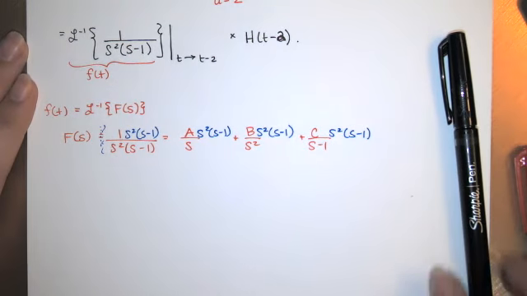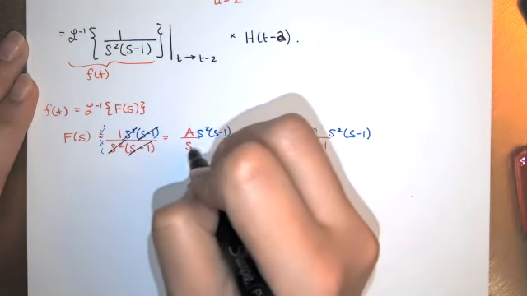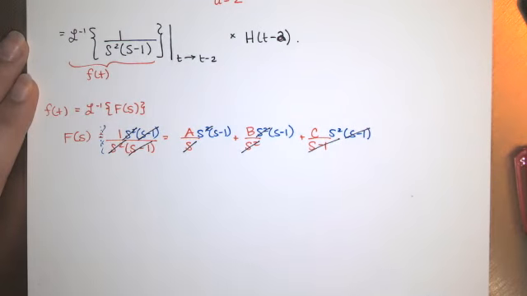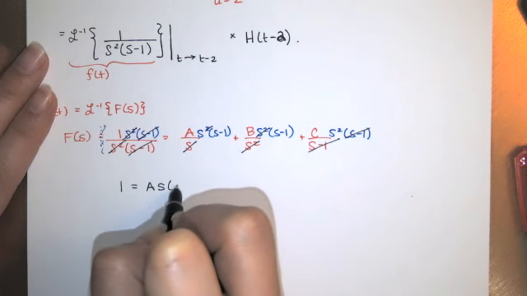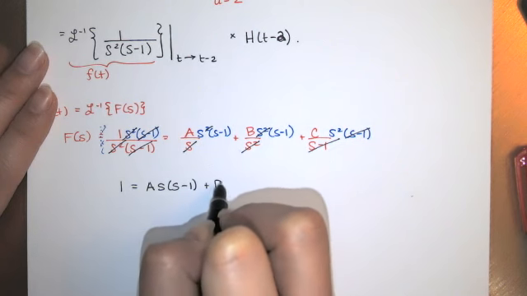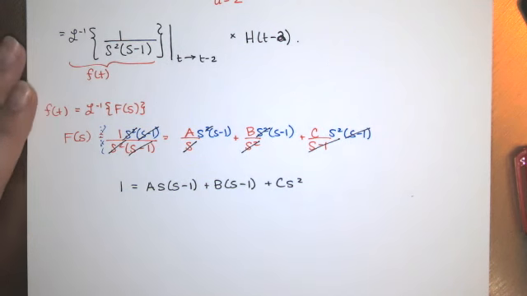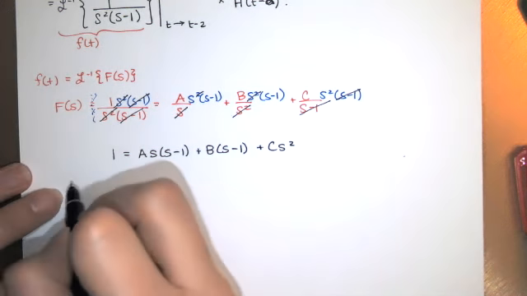This is what happens. The s's reduce here, or the s minus 1's reduce here. One of the s's will reduce here, both of them reduce here, and the s minus 1's reduce here. So we end up with 1 equals A times s minus 1 plus B times s minus 1 plus C times s squared.